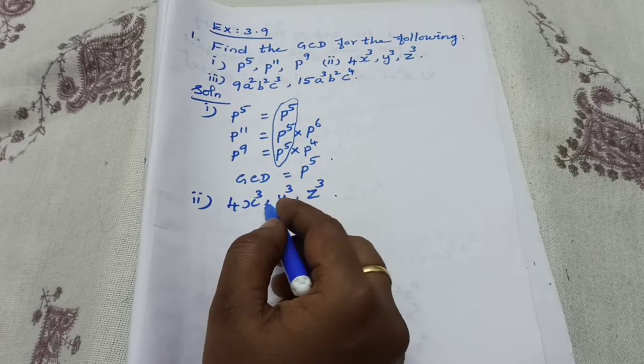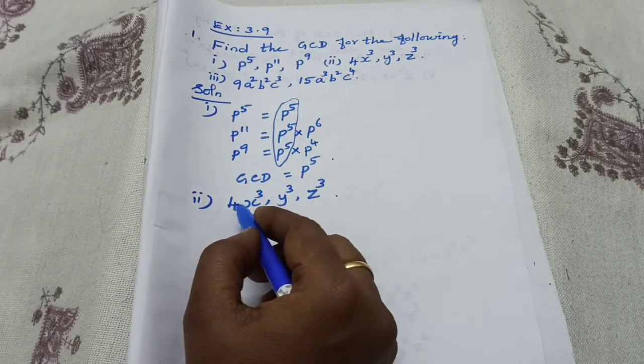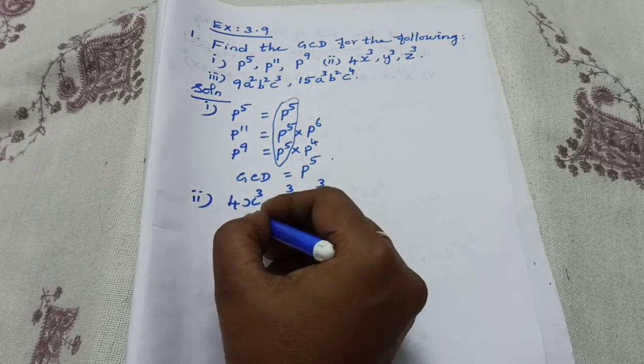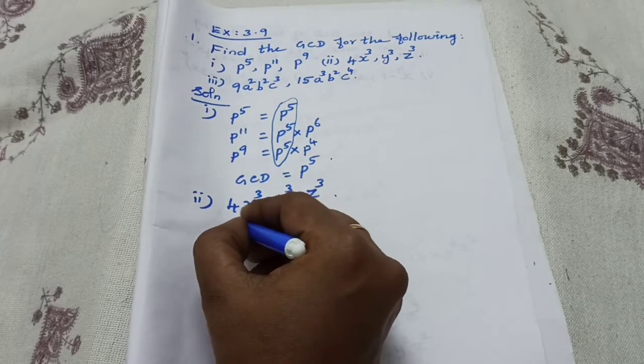Here 4x, x is there, but here no x, isn't it? Y, here also no y, here also no z, isn't it? So how can we write the answer? What's the GCD? 1 is the GCD, isn't it? How will you write the answer?